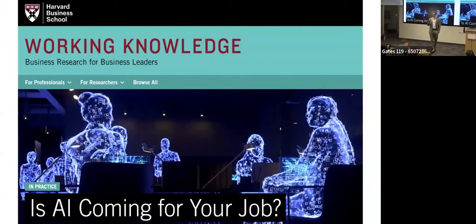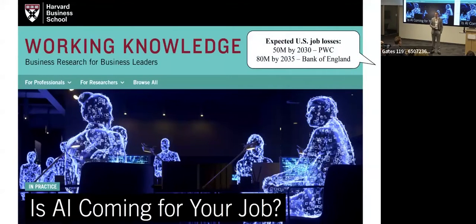Okay? It's all over the news about this question of, well, what jobs are going to get replaced, how many, and particularly some of the early work in this area was very shocking in terms of the numbers. So PricewaterhouseCoopers said that by 2030, 50 million jobs in the US economy would be automated by AI. Bank of England did analysis by 2035, 80 million jobs. So to put that in perspective, right, the US labor force is like 160 million. Right, so this is saying like half of all jobs gone. That would be a really big number.